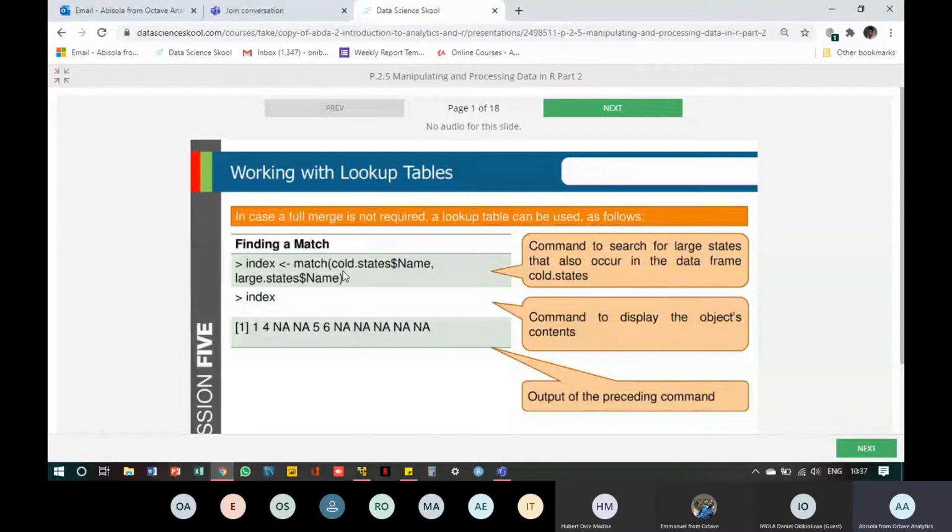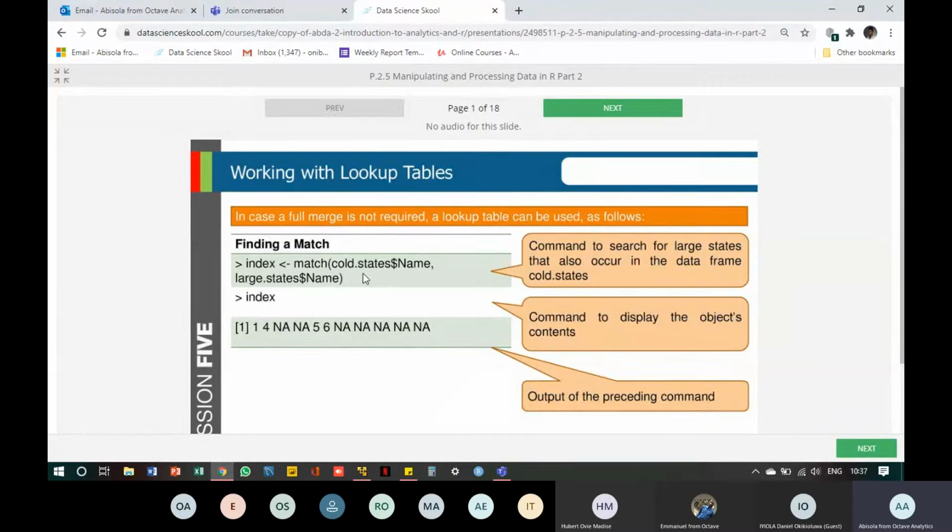Let's say we have a particular data, code states, and another particular data, large states. We have a column name in code states, and we have a column name in large states. You might not understand everything that's going on here, but just follow me. Now you want to see that you can perform a merge on code states and large states. You want to be sure that there are some rows in name and some rows in large states that are similar to one another. So for example, let's put it in a practical context.